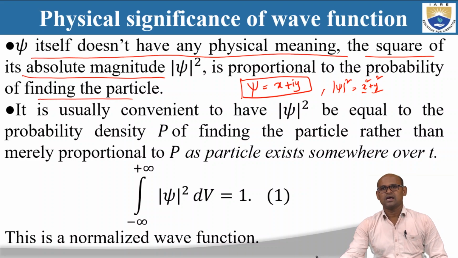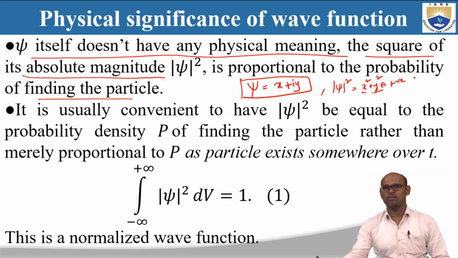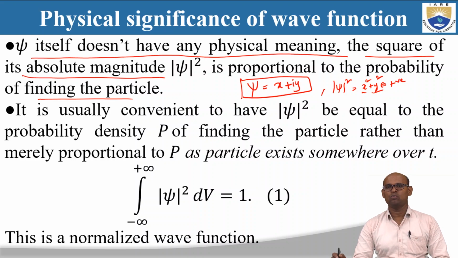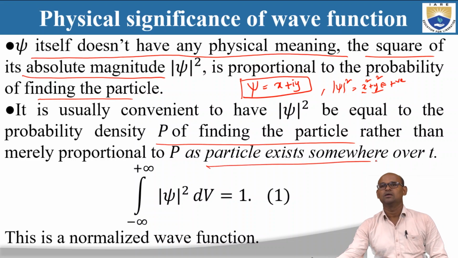As we discussed, psi is the quantity which tells us about the matter waves. Matter waves are nothing but probability waves, which tell us about the probability of finding the particle at any location x. So by calculating mod psi square, which is a positive quantity, we can tell the probability of finding the particle. And it is usually convenient to have mod psi square equal to the probability density of finding the particle, rather than merely proportional to it, as the particle exists somewhere over time.